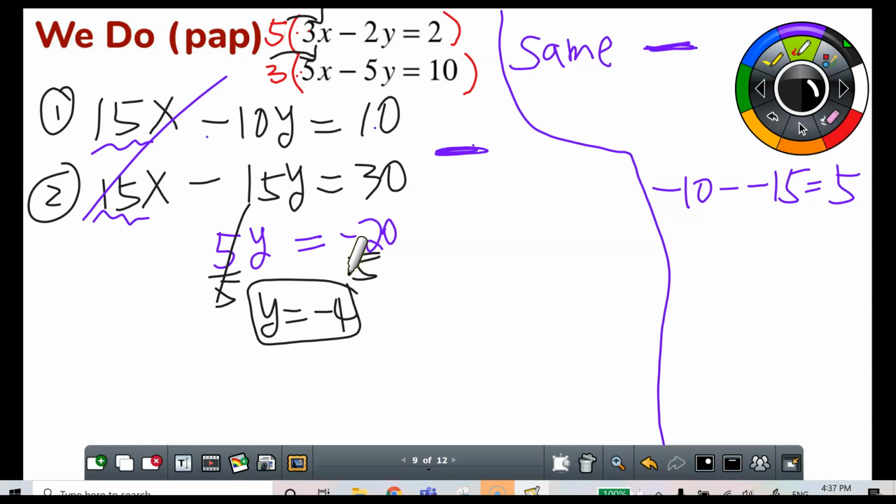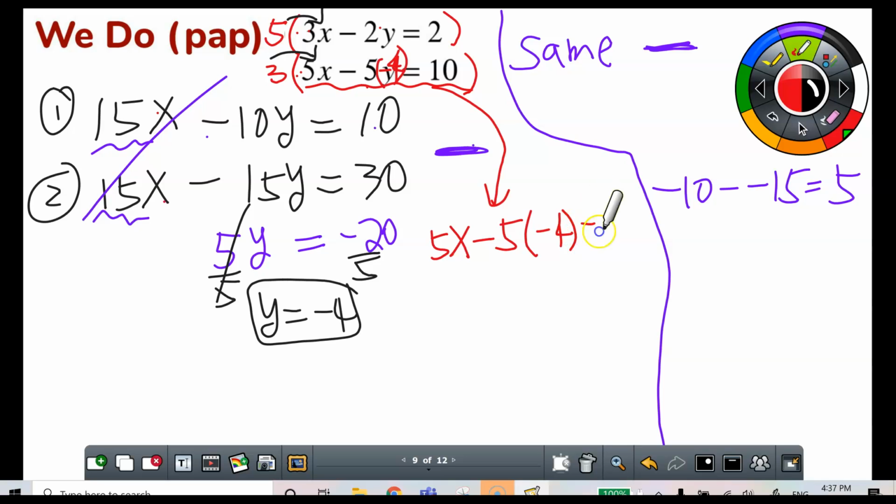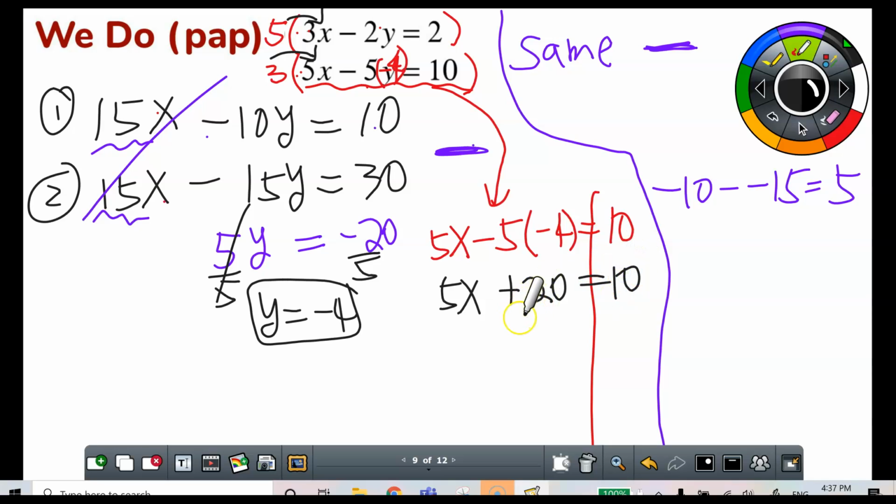Okay. And when you have y, plug it into either of the equations to look for x. Okay? So let's plug negative 4 into the second equation, to the place of y. Okay? So I'm going to rewrite the second equation here, which is 5x minus 5 times negative 4 equals 10, and solve it. So I have 5x plus 20 equals 10. Get rid of the two numbers.